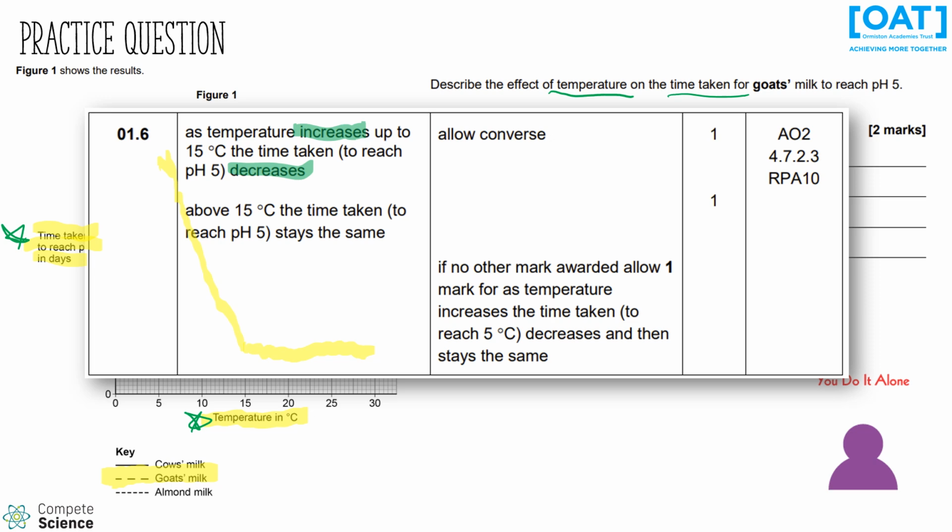Above 15 degrees Celsius, the time taken to reach pH 5 stays the same. Final point on this mark scheme: if no other mark was awarded, allow 1 mark for as the temperature increases, the time taken decreases and then stays the same. See how this answer hasn't included any data, therefore doesn't warrant the second mark. So if you've correctly described the trend, but without using data, you would lose a mark on this question. So you'd need to use some form of data, and at 15 degrees Celsius is where there is the change in that pattern.